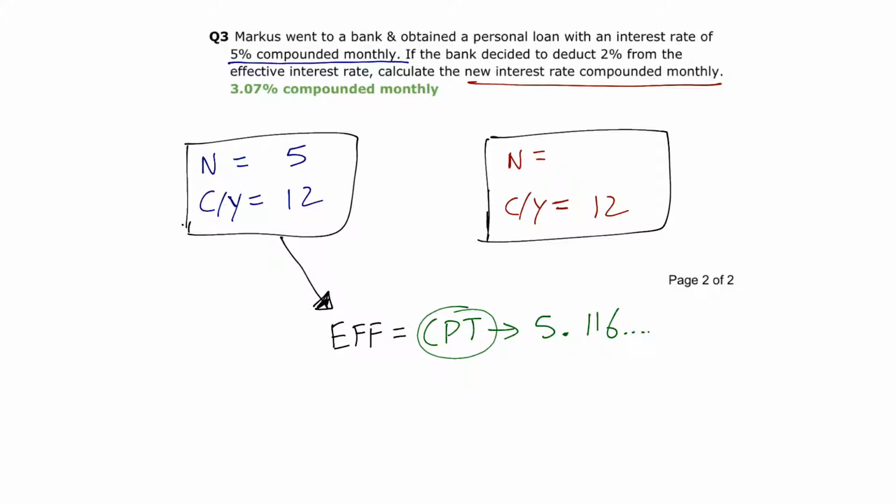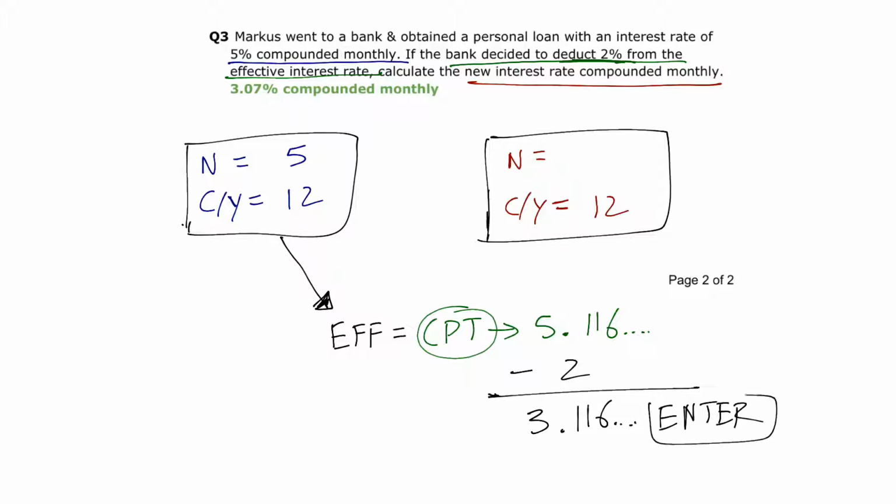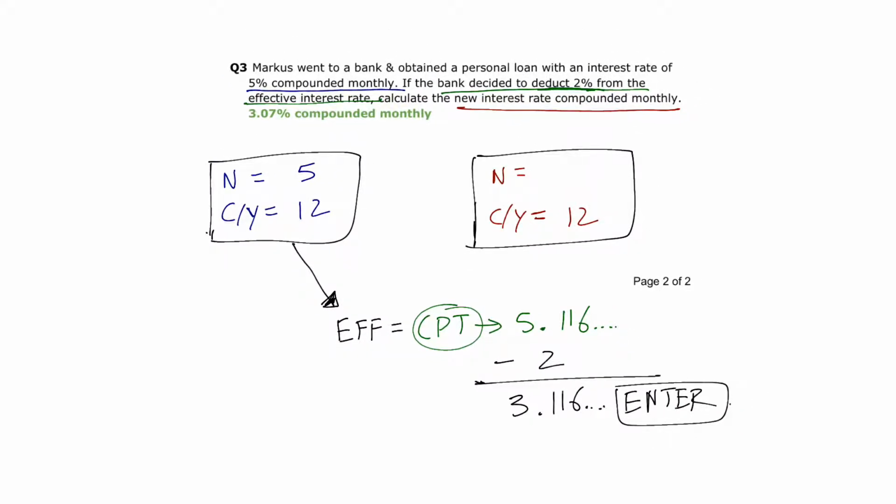Now, the only thing that's different in this question is we cannot use this rate yet to find the new nominal rate. Because of something in the question, it says the bank decided to deduct 2% from the effective rate. So as soon as you find this effective rate, you can minus 2 directly. You could subtract 2 from here, press equals, and whatever you get, 3.116. You have to press enter at this point. If you don't press enter, your calculator will not accept it. So press enter at this point, and then you can go into this box.